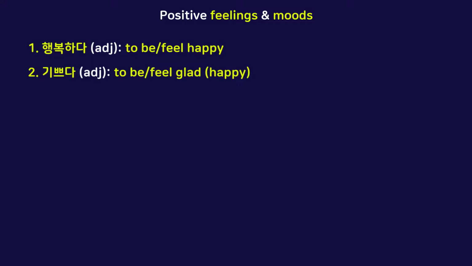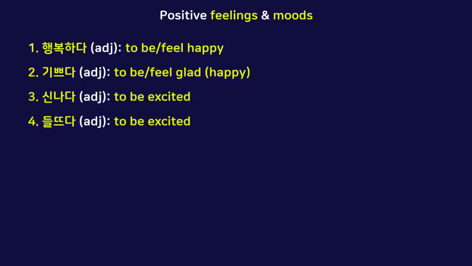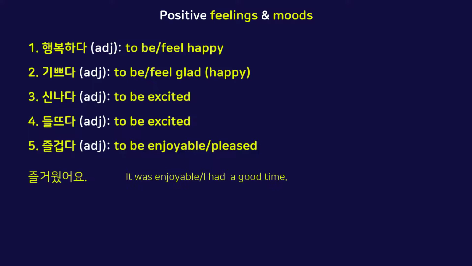Now let's take a look at a few other useful adjectives we can use to talk about positive feelings and moods. To say to be excited, we can say 신나다 and 들뜨다. And to say to be enjoyable or to be pleased, we can say 즐겁다. And we generally use 즐겁다 to talk about some activity being enjoyable. So if you went on a date and you had a great time, you can say to your date, 즐거웠어요. And this means it was enjoyable. I had a good time.